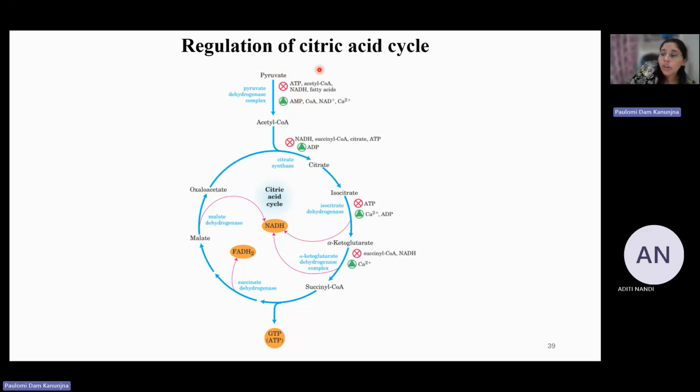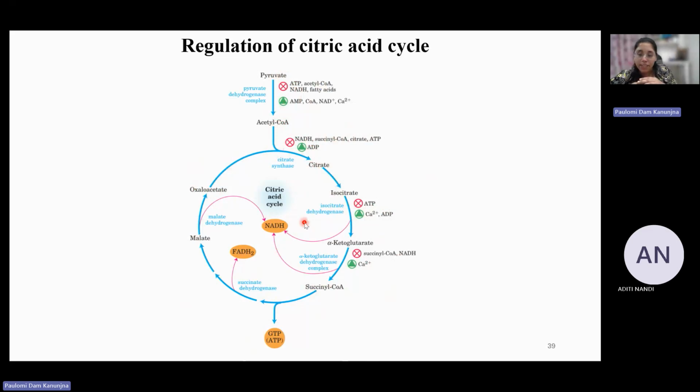And there is not only one checkpoint for any cycle. Here in the citric acid cycle, you can see that there are at least 3 checkpoints. Let's say you have acetyl coenzyme A, but it might not get incorporated into the citric acid cycle. How does it get incorporated? When your oxaloacetate is converted to citrate. This step is inhibited if you have NADH, which is the product here, if you have succinyl coenzyme A, or if you have citrate, which are all already products of this cycle.